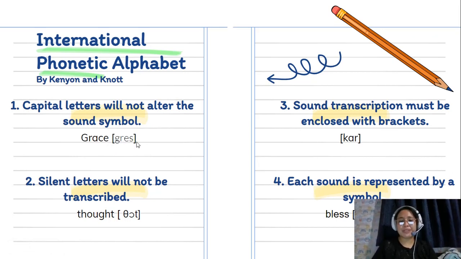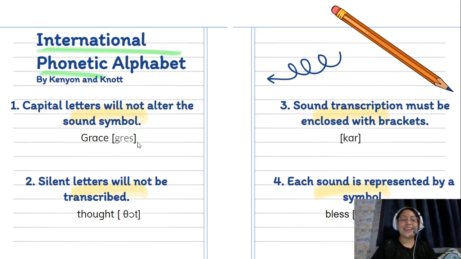So why are the symbols like this? You have the word grace. So what are the sounds that you combine to produce that word grace? You need G, R, A, and S. Grace, G, R, A, S, grace.